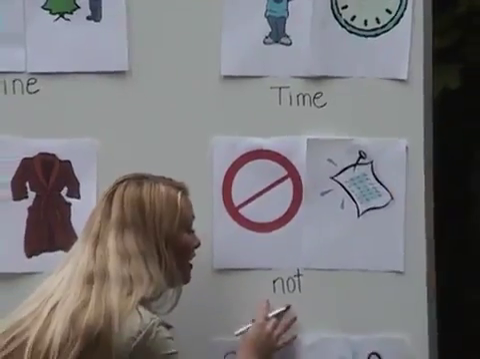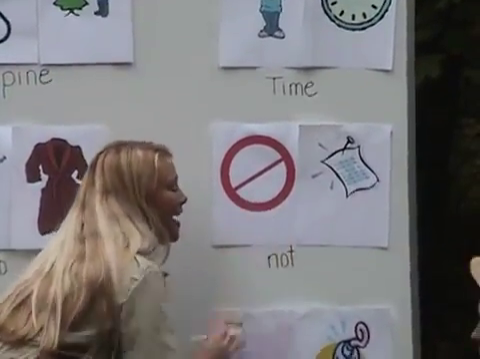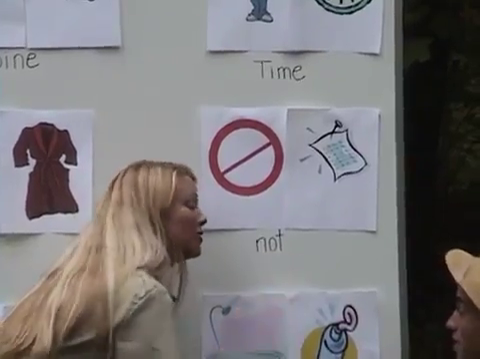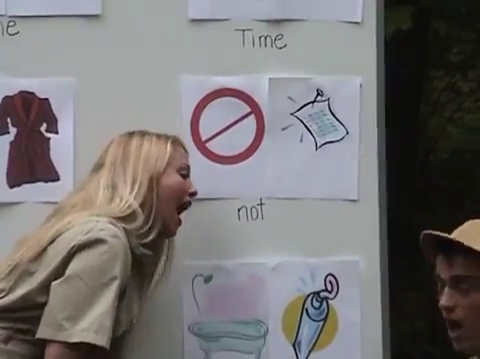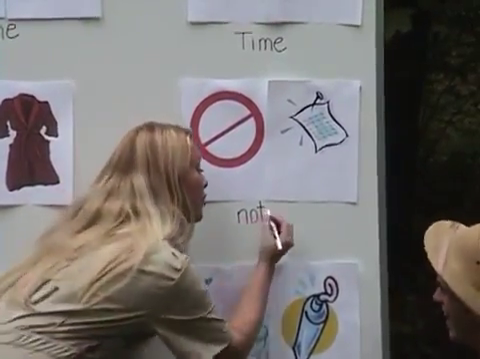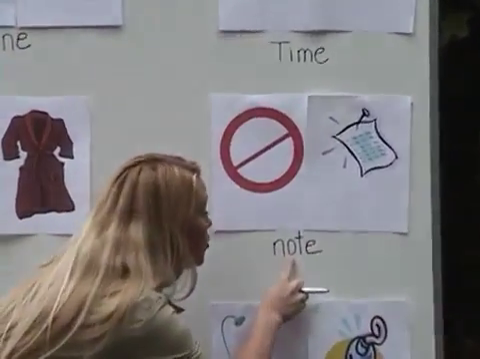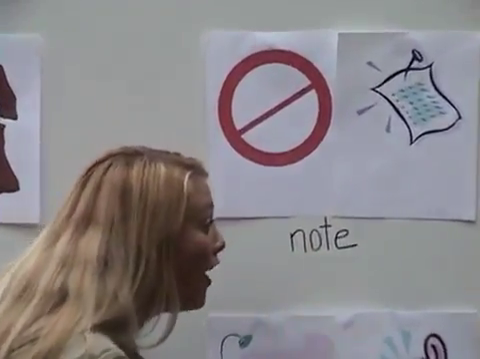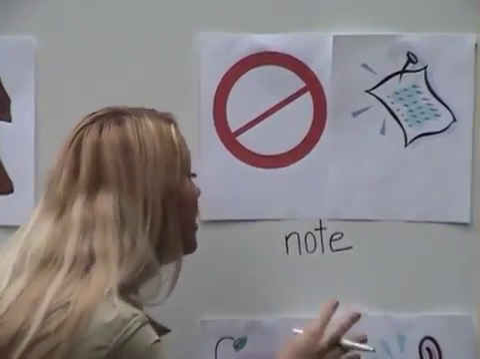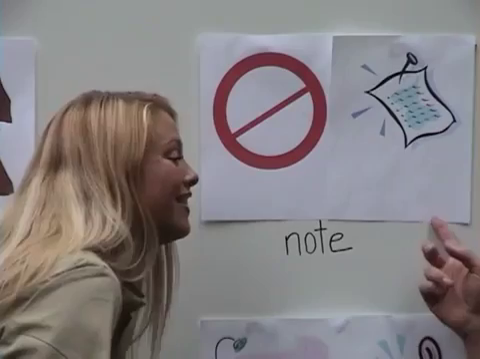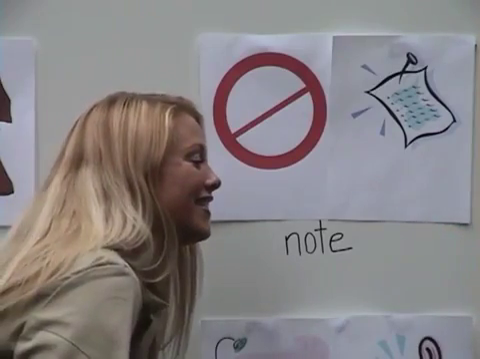Okay, now let's come down here. We have the word not. And this is a sign telling you not to do something. The word not uses the short O sound. Now, if we put the magic E on the end, the short O becomes a long O because of the magic E. So not becomes note. Oh, sometimes I try to pass notes in class.